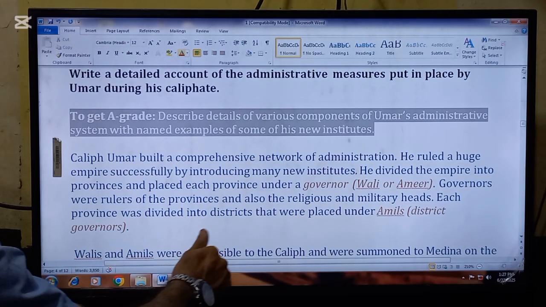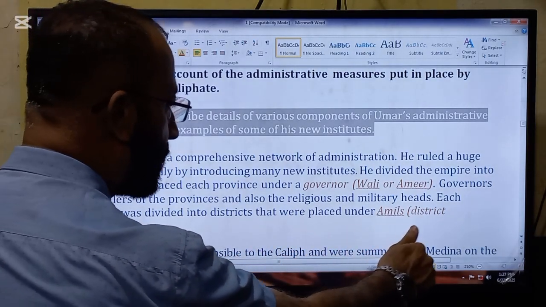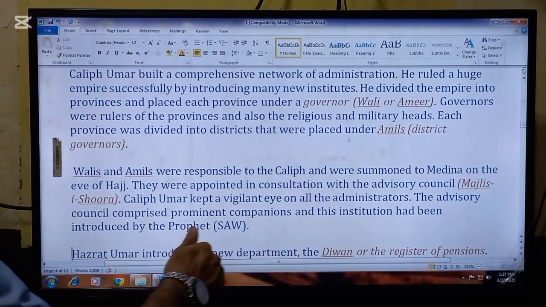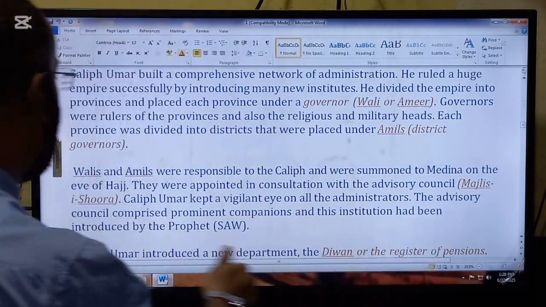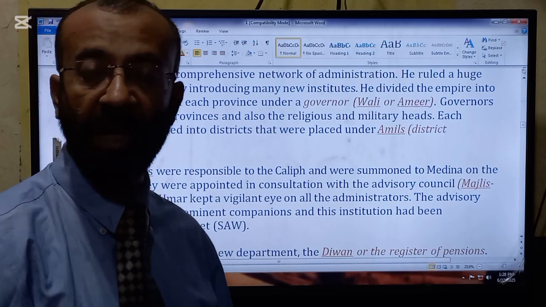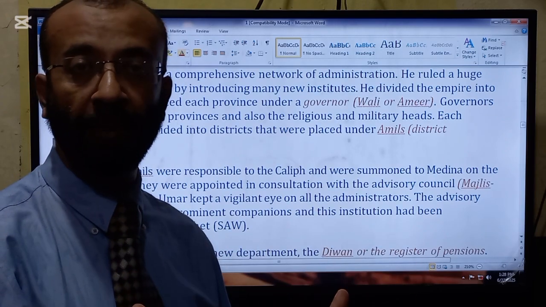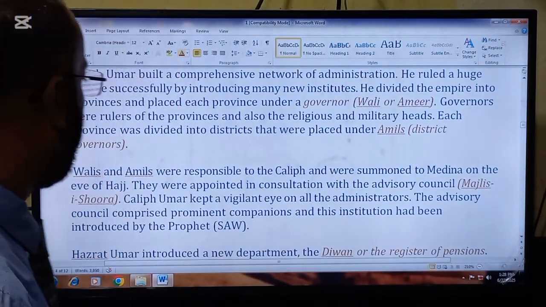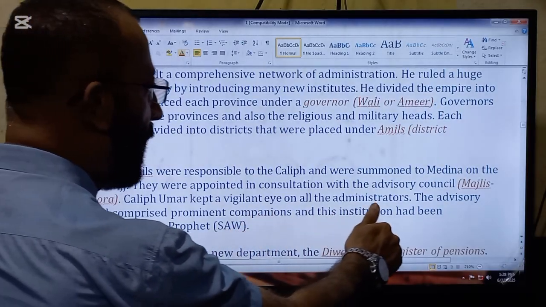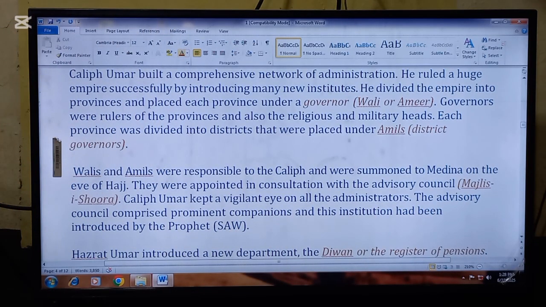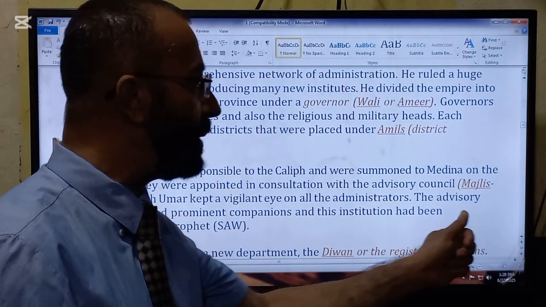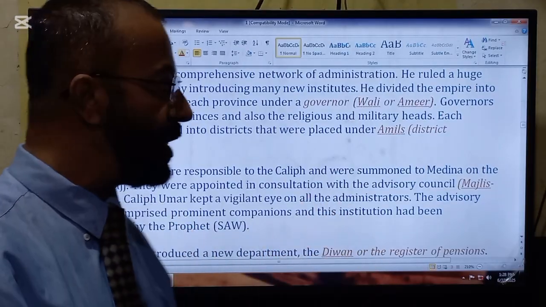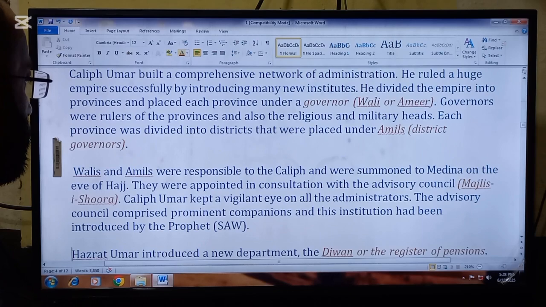Each province was divided into districts that were placed under amils, district governors. Wali and amils were responsible to the caliph and were summoned to Medina on the eve of Hajj. So every year at the eve of Hajj, all the wali and amils gathered for a meeting in Medina. They were appointed in consultation with the advisory council, Majlis-e-Shura. So this was another very nice administrative step. The governors, amils and wali were appointed with the consultation of the Majlis-e-Shura.